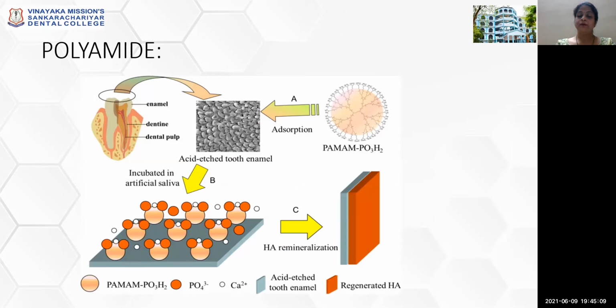So these polyamide dendrimers modified with carboxylic acid groups cause the crystallization of hydroxyapatite on the etched, that is demineralized, enamel surface. They act as an organic template on the demineralized enamel surface to induce the formation of hydroxyapatite crystals with the same structure, orientation, and mineral phase of intact enamel in a relatively very short period.